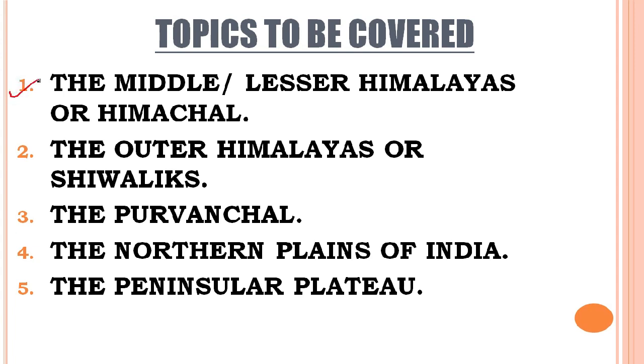Number 1, the middle lesser Himalayas or Himachal. Number 2, the outer Himalayas or Shivaliks. Number 3, the Purvanchal. Number 4, the northern plains of India. And number 5, the peninsular plateau. Though in topics 4 and 5 we will only go through a brief introduction.